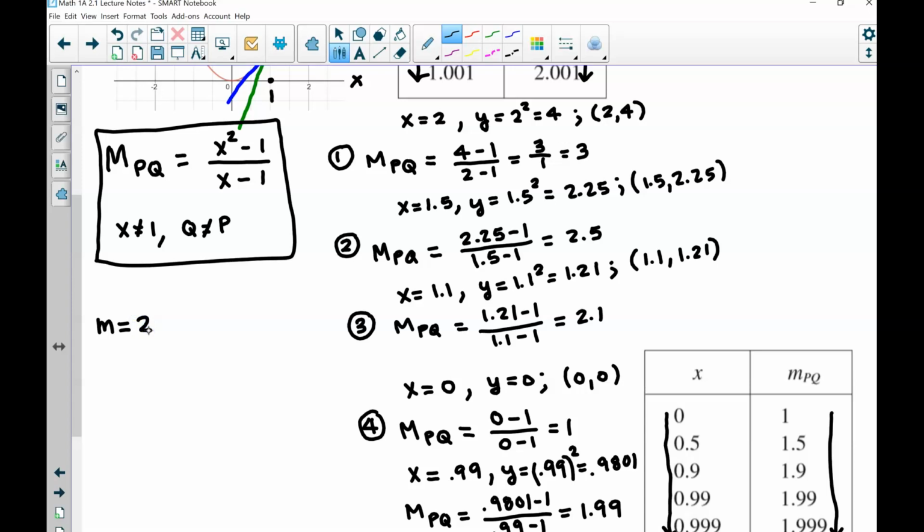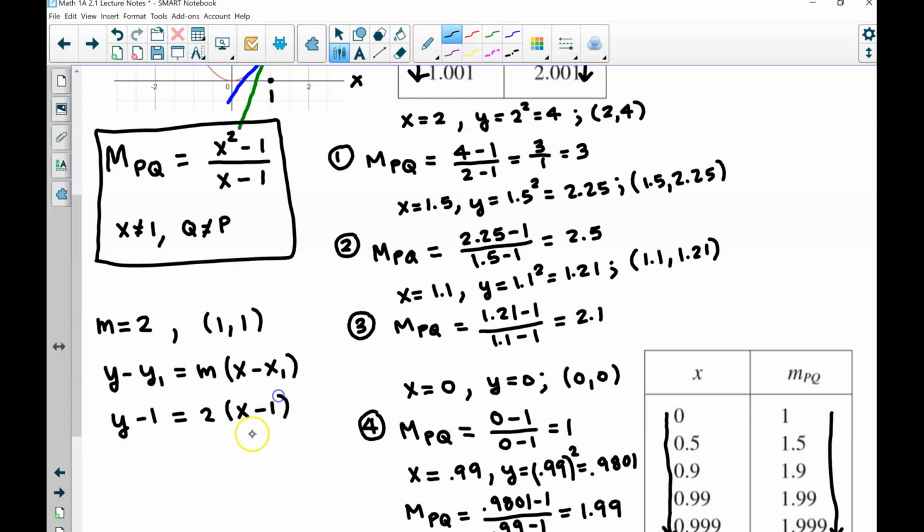Then the given point was (1, 1). Now that we determined the slope is approaching 2, we can use our point-slope form to find the equation of that line. So we'll have y minus 1 equals 2 times x minus 1, and solving for y gives us y equals 2x minus 1. Therefore, this is the equation of the tangent line through (1, 1).